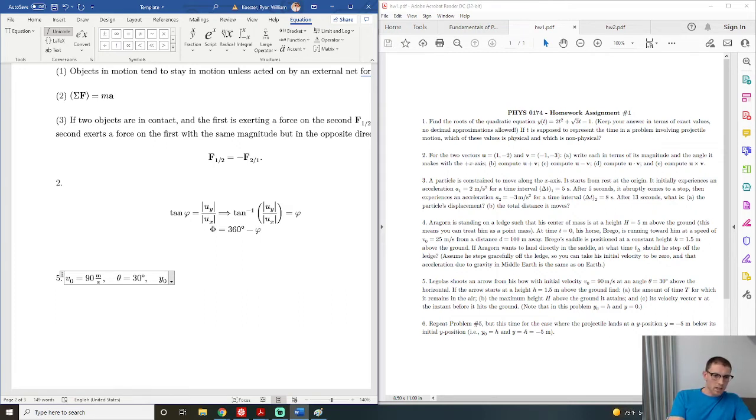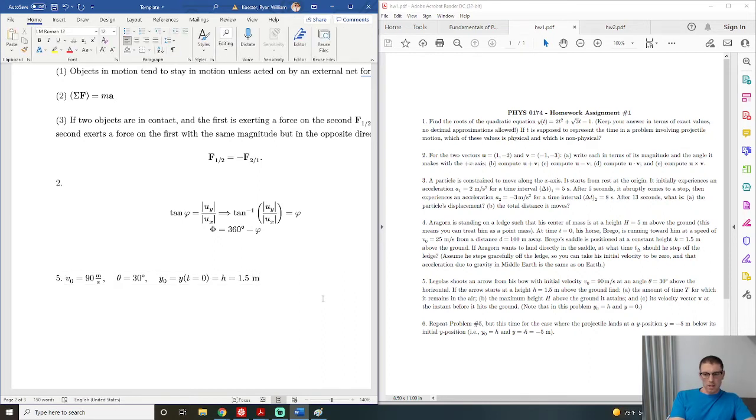And I'm going to say that the initial y, which we could write as y of t equals 0, is h, and this is 1.5 meters. So we basically just want to solve for everything here, right? We want to figure out how long it's in the air for, how high it goes, and the velocity with which it hits the ground, the velocity vector.